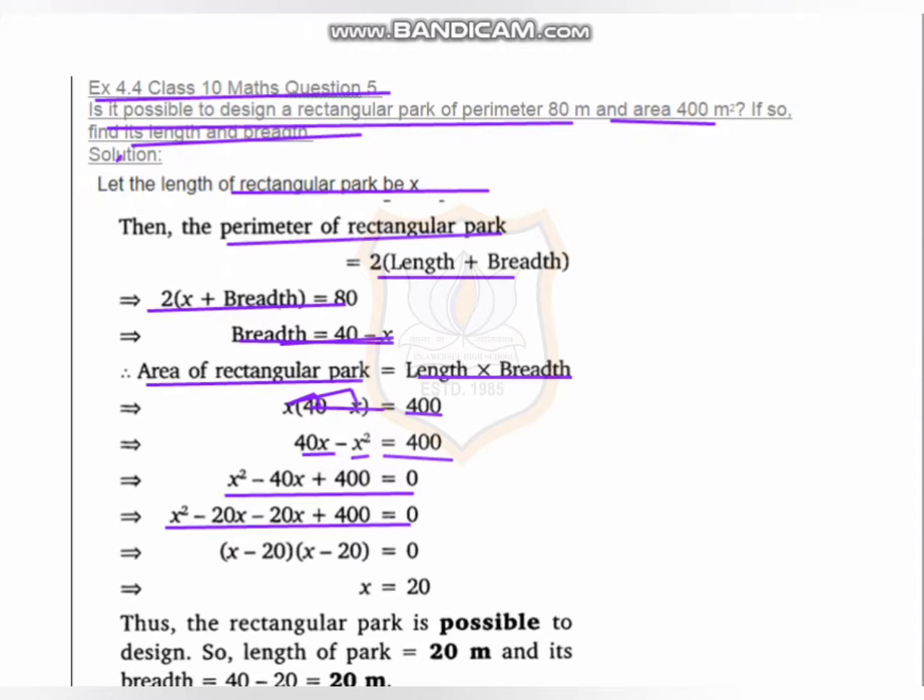So we get x minus 20 equals 0 and x minus 20 equals 0. So the value of x equals 20. So the rectangular park is possible with length equal to 20 and breadth equal to 40 minus 20, which is 20 meter.